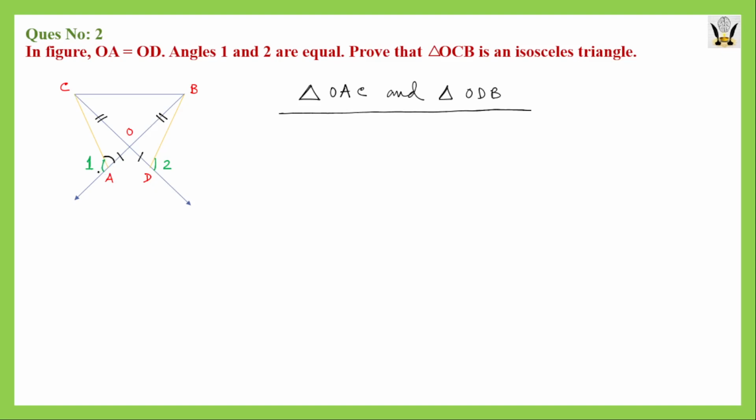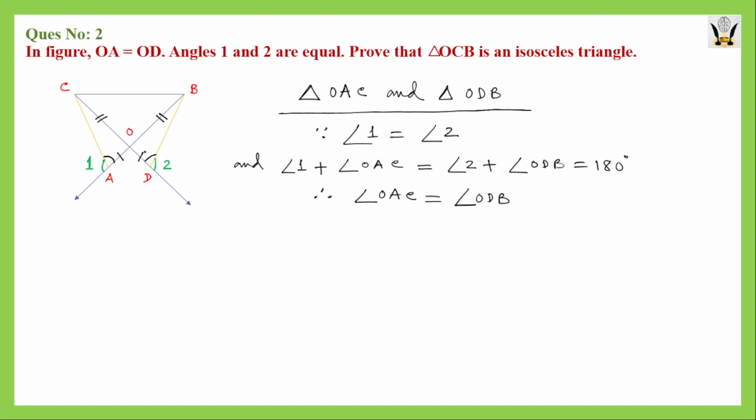So the summation of these two angles will be 180 degrees, and also this angle marked as 2 and this angle BDO or BDC also form a linear pair. And since 1 and 2 are equal, the remaining parts of those linear pairs will also be equal because their summation is 180 degrees. So angle OAC is equal to angle ODB. Also, the condition which is given is OA is equal to OD.